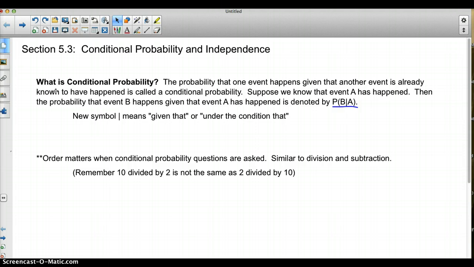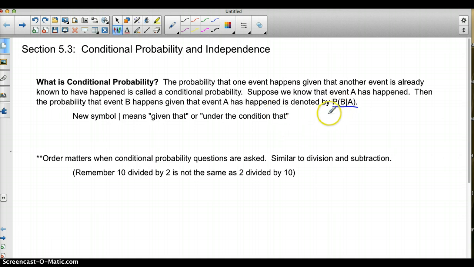Here, instead, we need to start focusing on when two events happen, but the second event only happens because the first event also happened. So conditional probability is the probability that one event happens given that another event is already known to have happened. So we're going to start using some new notation that you have to get familiar with.